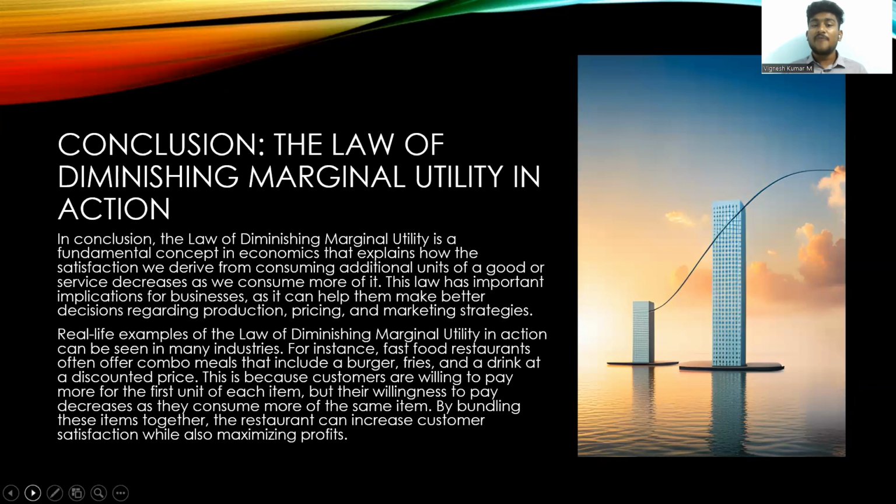Conclusion: the law of diminishing marginal utility in action. In conclusion, the law of diminishing marginal utility is a fundamental concept in economics that explains how the satisfaction we derive from a good decreases as we consume more of it. This law has important implications for businesses as it can help them make better decisions regarding production, pricing, and marketing strategies. Real life examples can be seen in many industries.